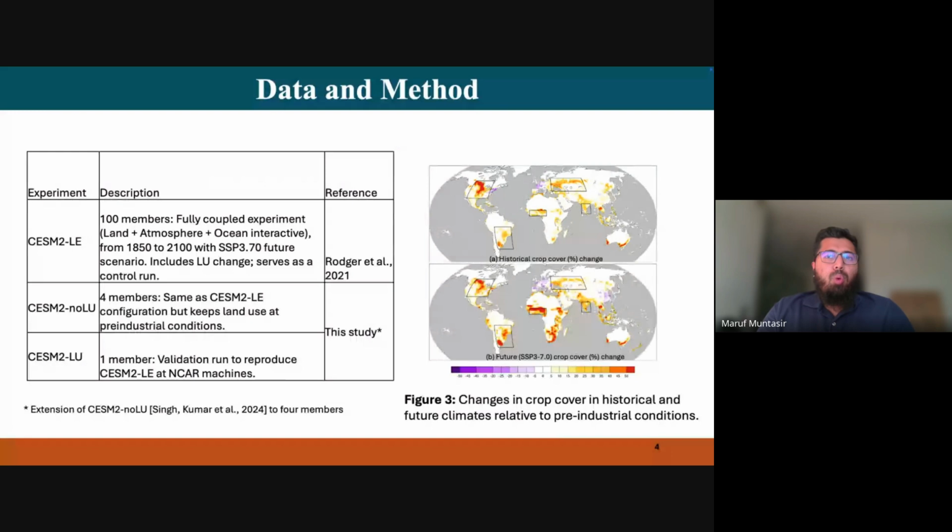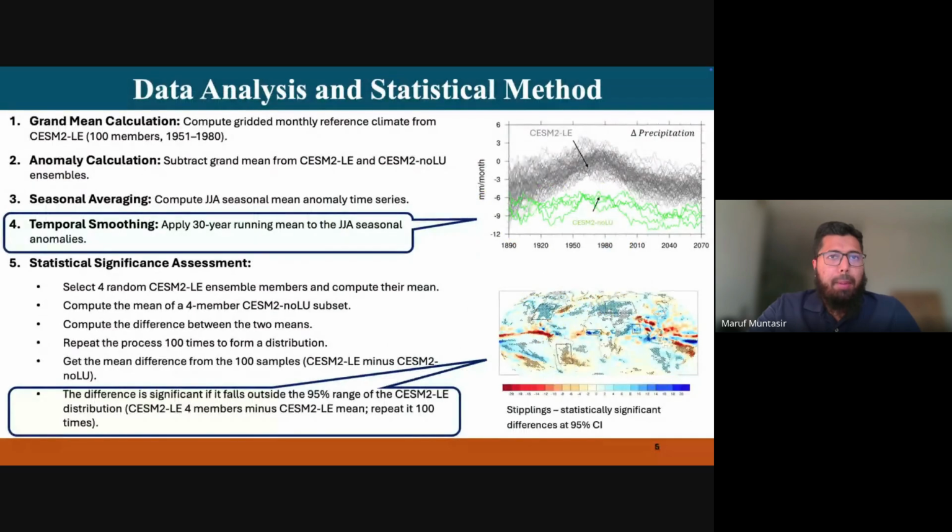And we also developed 1 CSM2 run to reproduce the CSM2 LE on the Anchor machine. This is for validation purposes. And here we used the regular land use change scenario. Here, figure 3 shows the percentage changes of crop cover in historical and future scenarios. Next slide, please.